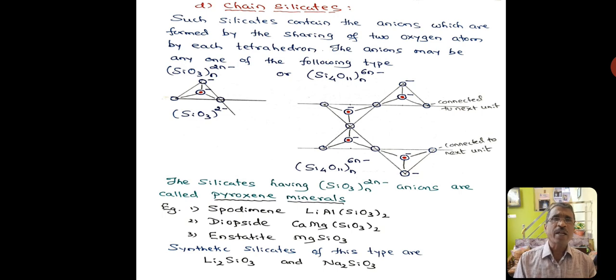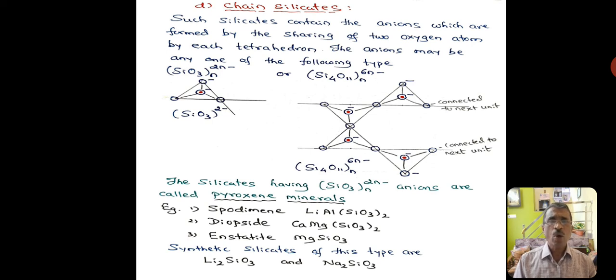Similarly, if I take Si4O11, the diagram I have shown. So Si4O11, if n is equal to 1, then you find there the 6 oxygen atoms, they contain the minus charge, whereas the other oxygen atoms are used in the formation of a chain. Therefore, its structure becomes Si4O11 carrying 6 minus charge. The silicates having SiO3 chains or anions are called pyroxene minerals.